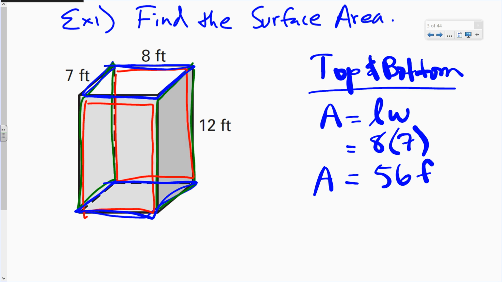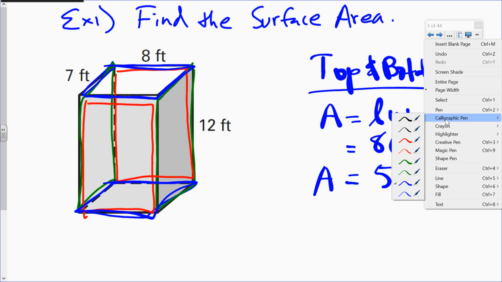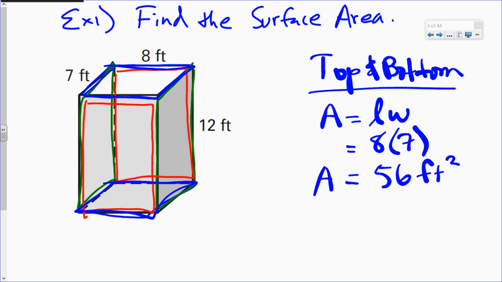What kind of feet? It's area, so it's square feet. Put square feet here. The area is 56 square feet. That's the area of one face, the top one.